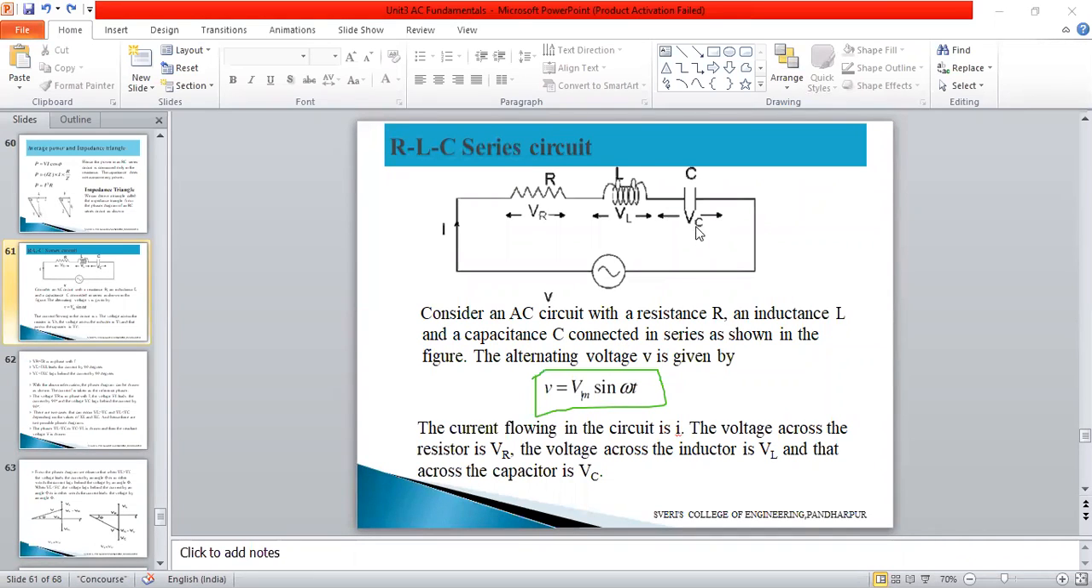If VL is greater than VC, for the RL circuit, we can write the current equation I equal to Im sin(omega t minus phi). Minus phi we can write for VL greater than VC. In the second condition, if VL is less than VC, what is the current equation? I is equal to Im sin(omega t plus phi). If VL equal to VC or XL equal to XC, then what is the current equation?